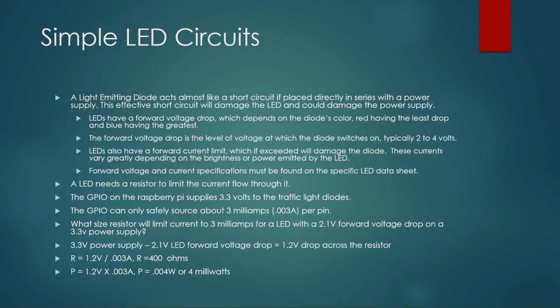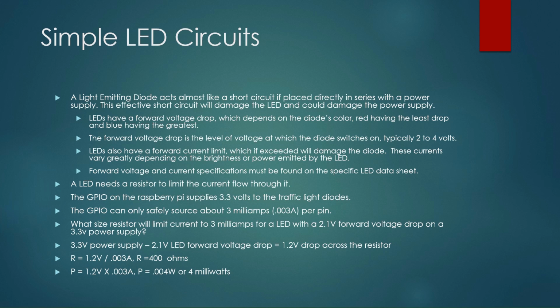The GPIO on the Raspberry Pi supplies 3.3 volts to the traffic light diodes. The GPIO can only safely source about 3 milliamps. That's 3/1000ths of an amp per pin. So what size resistor will limit the current to 3 milliamps for an LED with a 2.1 volt forward voltage drop on a 3.3 volt power supply?